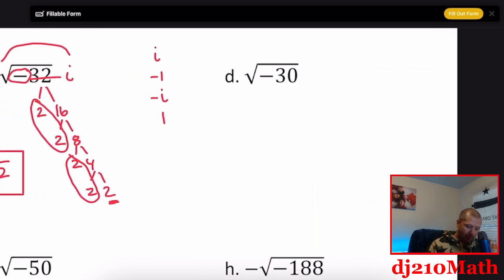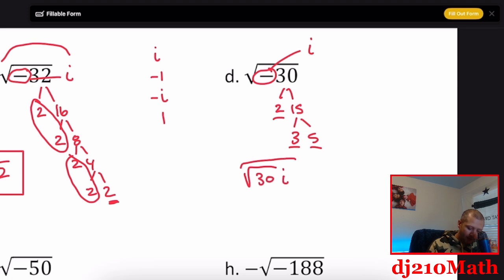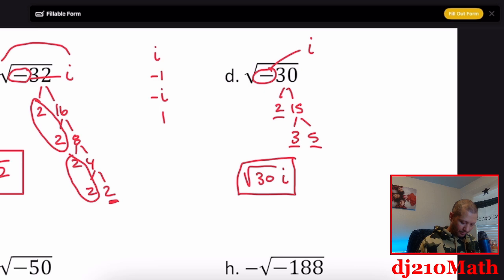D. This is going to come out as an i. That's the only thing that's out, so that's done. This is 2 and 15. This is 3 and 5. No doubles. So they all go back in. Root 30, i. If you can't pull doubles out, then you can't take anything out.